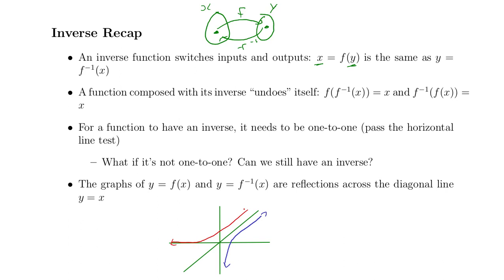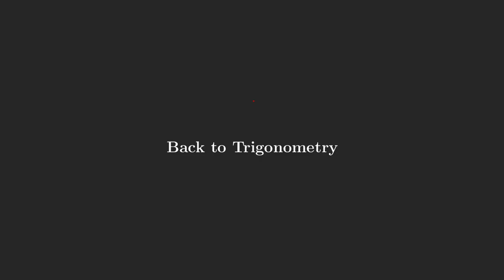There. Not perfect, but oh well. Cool. Because of this, we can pick a point on here. And if this is a point A comma B, then the reflected point over here is going to be B comma A, which makes sense because, again, this inverse function just switches the inputs and outputs, so it switches the coordinates around. So hopefully that's helpful just to do a quick recap of these things.